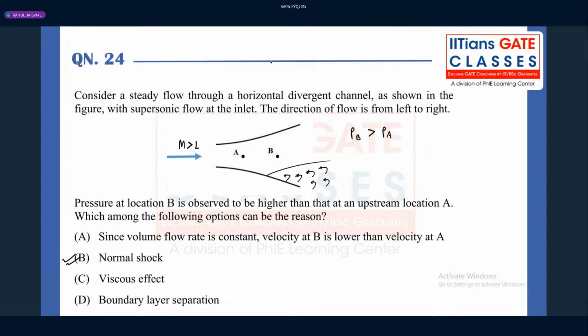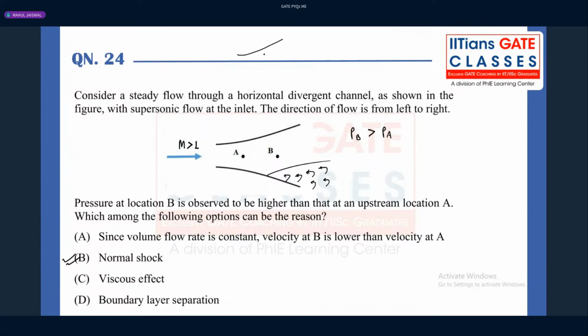There will not be any kind of normal shock when the flow at the inlet is subsonic. The moment you are moving your vehicle or your plane at a very high speed, more than Mach number 1, then only the shock wave will be forming. So giving the reason that because of boundary layer separation, pressure at point B is more than pressure at point A is not correct, because the inlet flow is a supersonic flow, not a subsonic flow.